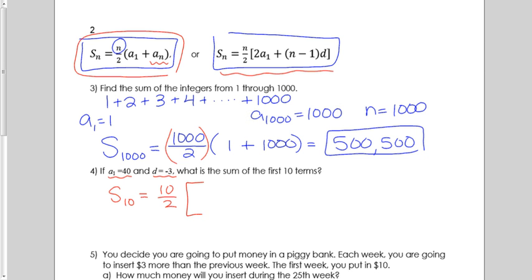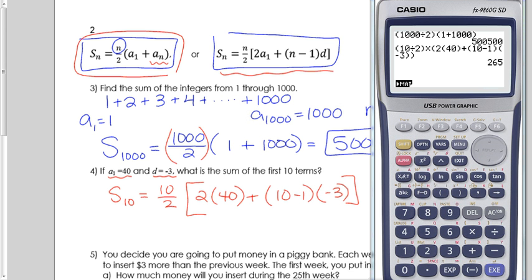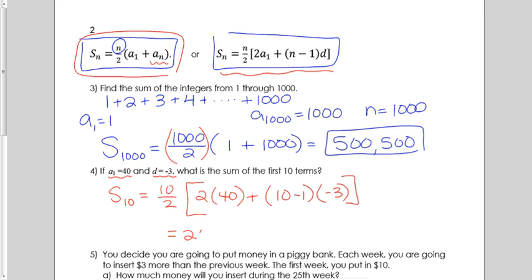So using the second formula, I have double the first term, which was 40. Then I have n minus 1, which would be 10 minus 1, times d, my common difference, which is negative 3. And then I can simplify that or plug it into my calculator. So I just have to watch my use of parentheses or do it in little steps following order of operations, but my sum is 265.